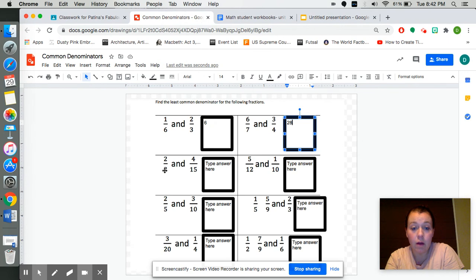You will do all of these. You will find the common denominator of 3 and 15, of 12 and 10. Ooh, that's a good one. 1, 5, 9, and 3. 2, 9, and 6, 20, and 4. 20 and 4, that one's going to be tricky. So we'll see how we do.